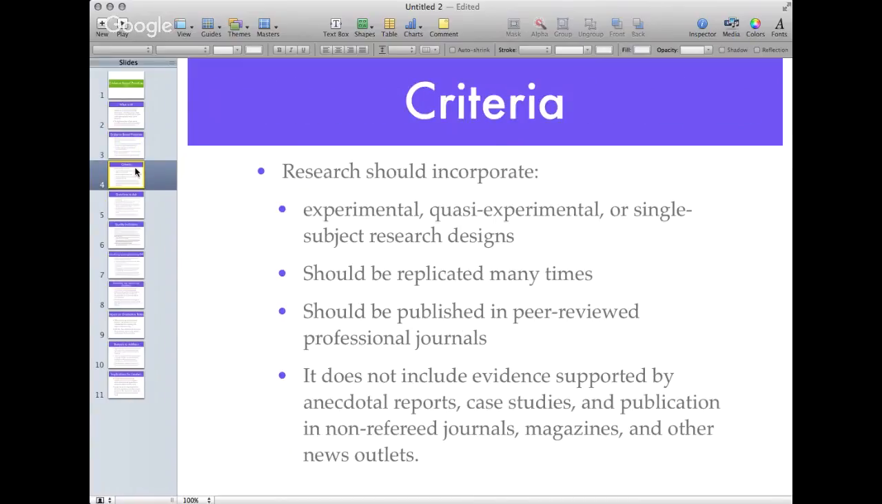The criteria. Research should incorporate experimental, quasi-experimental, or single subject research designs. It should be replicated many times. It should be published in peer-reviewed professional journals. It does not include evidence supported by anecdotal reports, case studies, and publication in non-refereed journals, magazines, and other news outlets.